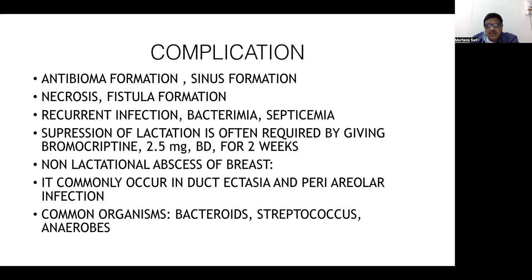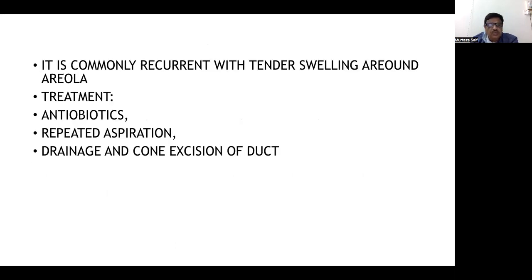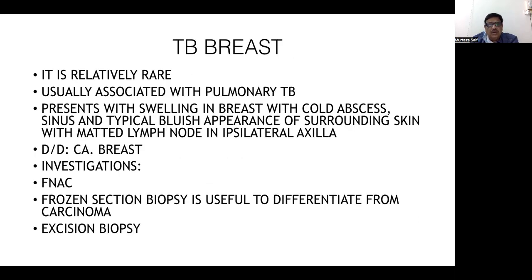Suppression of lactation is often required by giving bromocriptine 2.5 mg BD for 2 weeks. Non-lactational abscess of the breast commonly occurs in duct ectasia and periductal infection. Common organisms are staphylococcus and anaerobes. It is commonly recurrent, with tender swelling of the areola. Treatment is antibiotics, repeated aspiration, drainage, and cone excision of the duct is required.